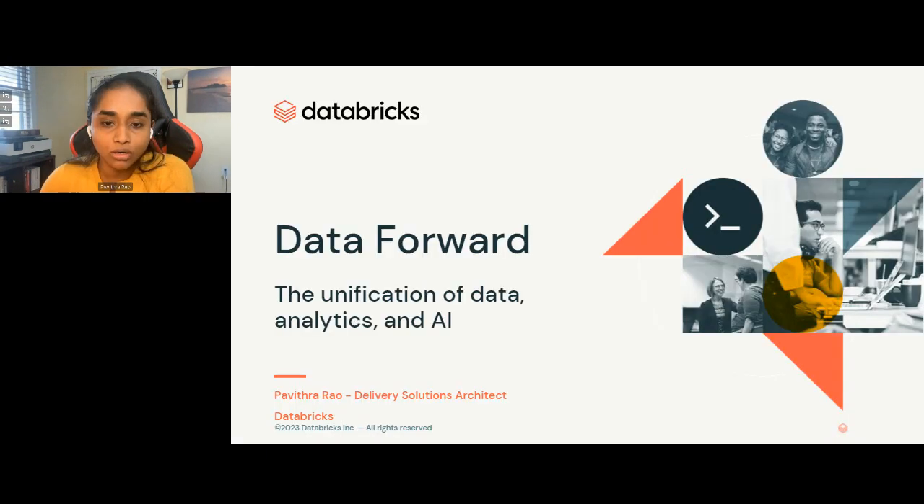So I'm Pavitra Rao, as I was introduced. I'm part of Databricks. So let's first understand what is Databricks, and then see some of the Databricks and Hightouch integration, and then leading into Andrew's deeper dive on Hightouch.